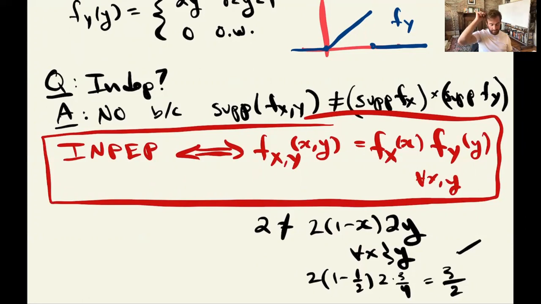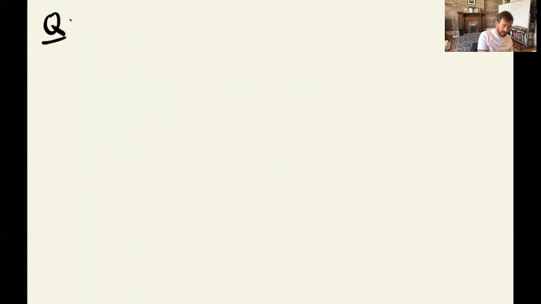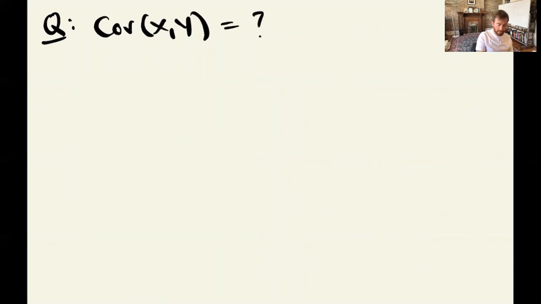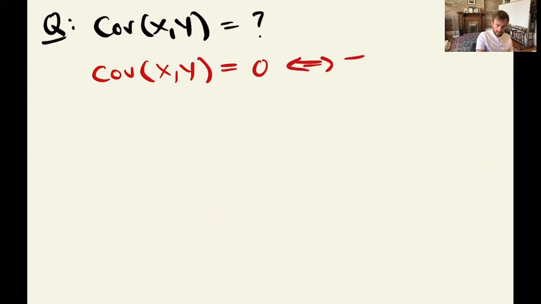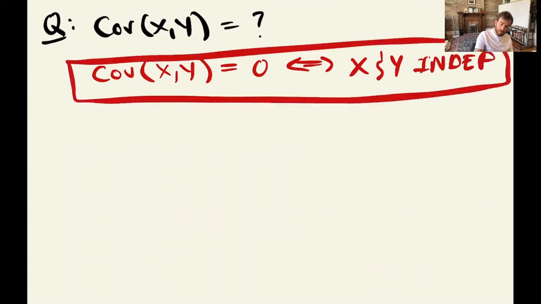So let's go ahead and play around with this notion of covariance of x and y. There's a question: what is the covariance of x and y? Well, here it's worth remarking that the covariance of x and y is going to be equal to 0 if and only if x and y are independent. So we already know this thing's not 0, but now the question is, what is it?